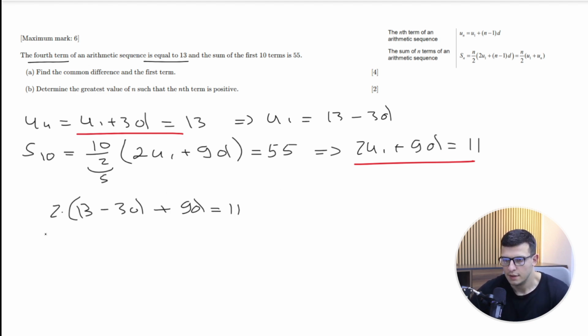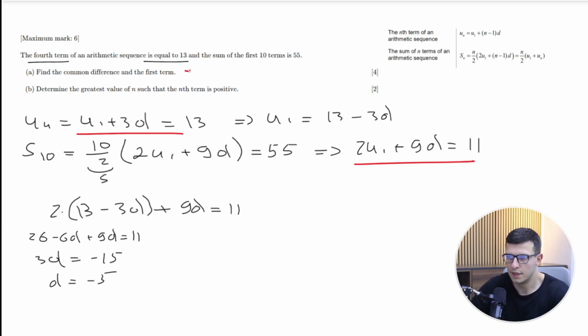plus 9d has to be equal to 11. And then let's open the brackets there. Am I missing a bracket here? Yes, I do. 26 minus 6d plus 9d is going to be 11. 3d is going to be equal to negative 15, and d is going to be equal to negative 5. Okay, so part A is done. This is negative 5.